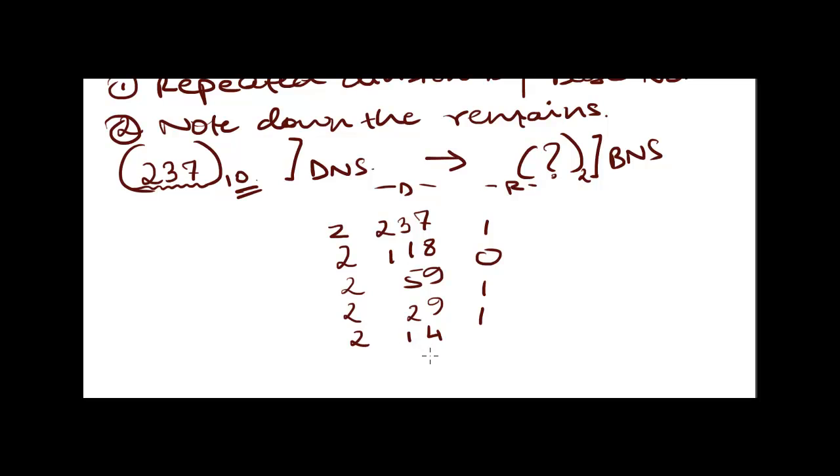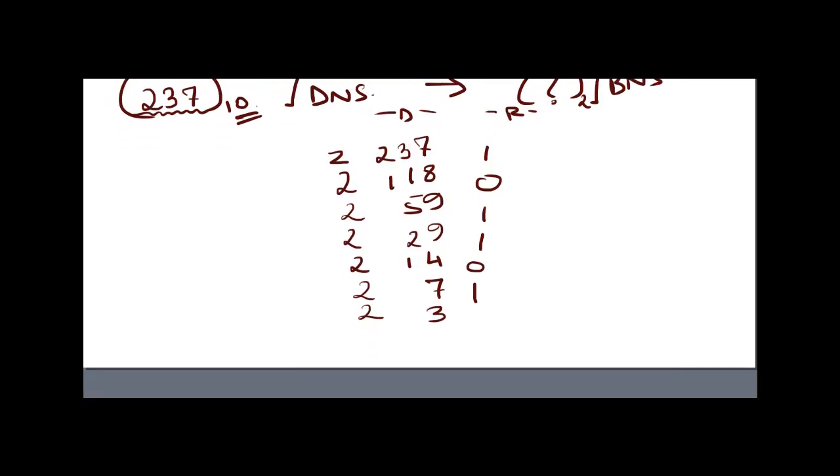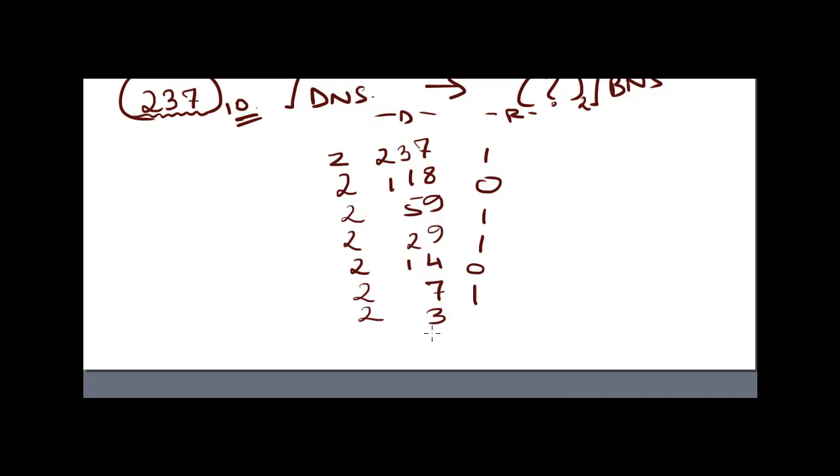Divide by 2 again, we get 7, remainder 0. Divide by 2 again, 3, remainder 1. Divide by 2 again, you get 1, remainder also 1. And the last and most important step is that you have to divide 1 completely. So 2 multiplied by 0 is 0, the remainder will come again as 1. So this is the way you should always convert from the decimal number system into the binary number system.